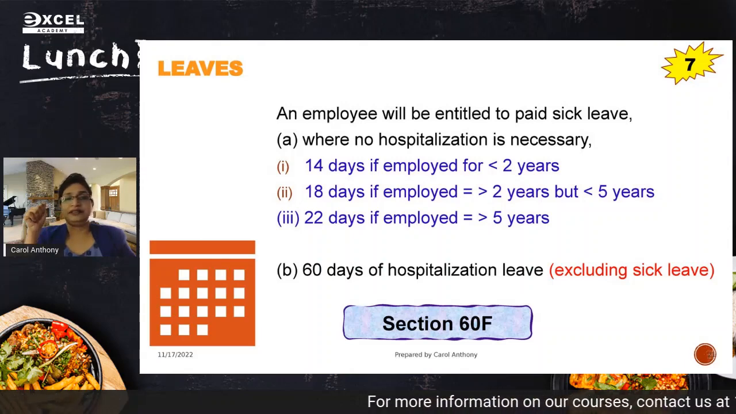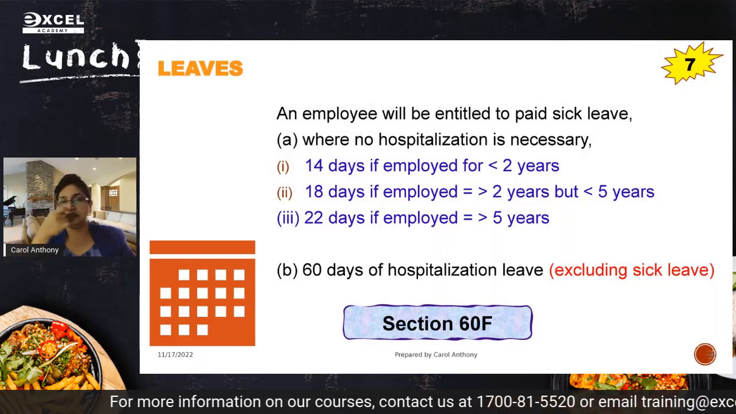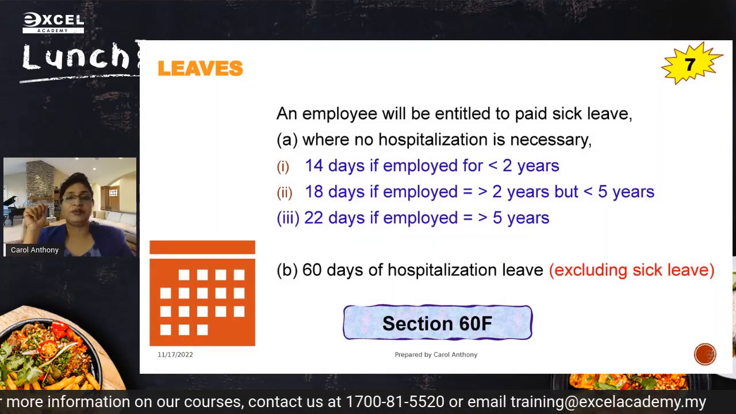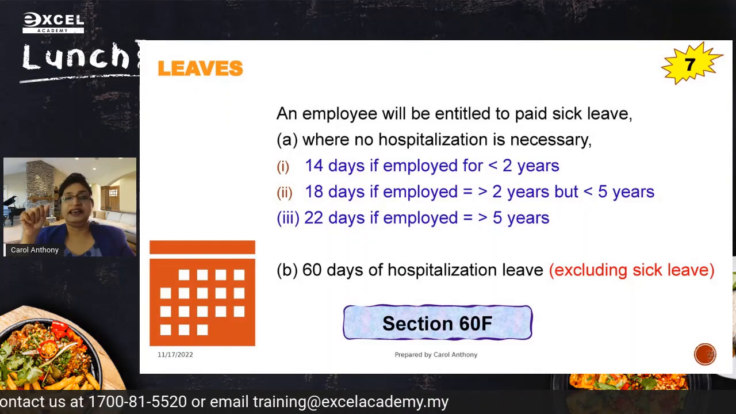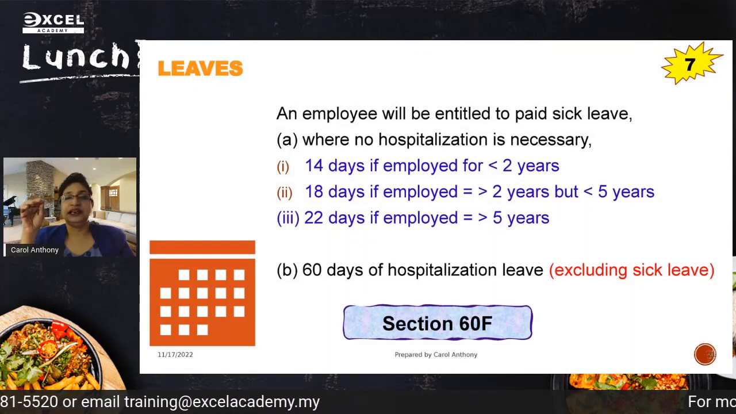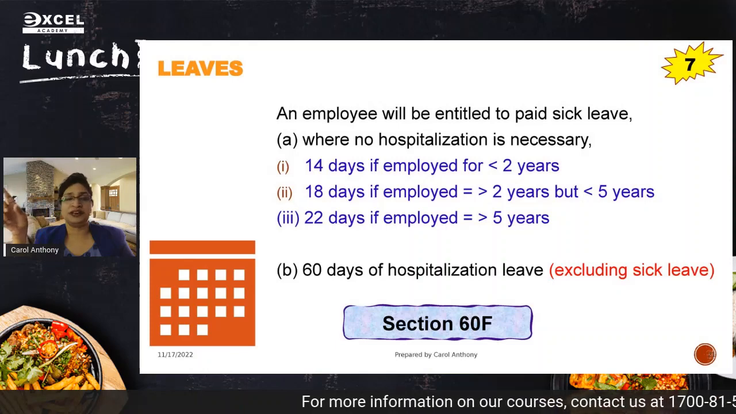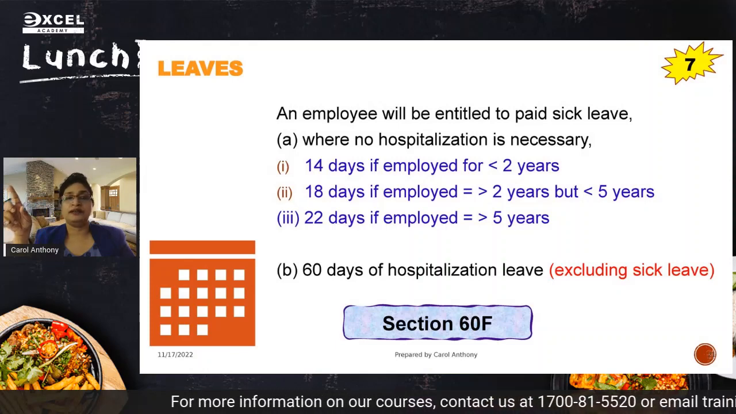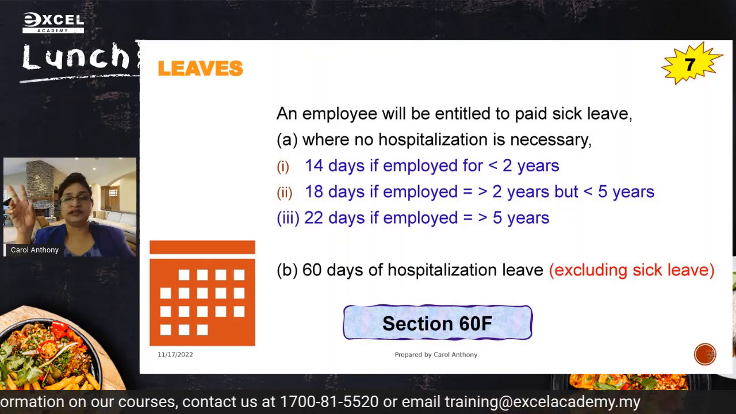Okay, 14 days if employed for less than 2 years. This is on sick leave. We're talking about sick leave or medical leave, right? 18 days if employed for equal to 2 or more than 2 years, until less than 5 years, 2 to 5 years, all right? 22 days if employed for equal to 5 or more years.